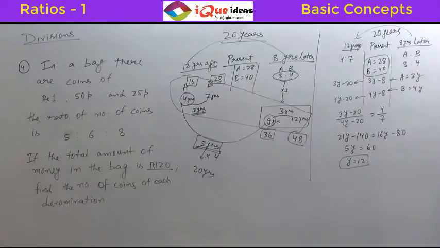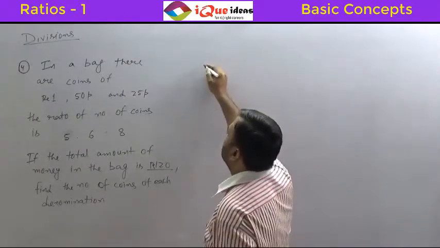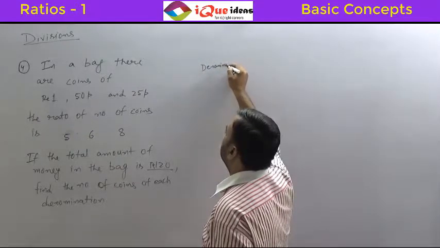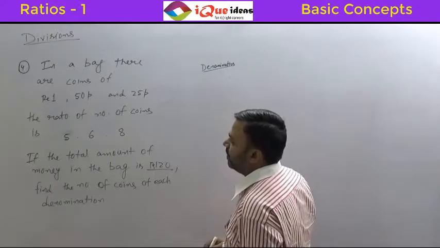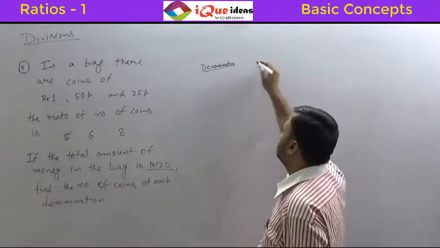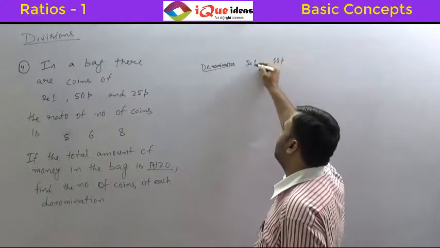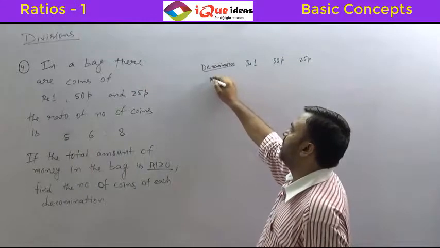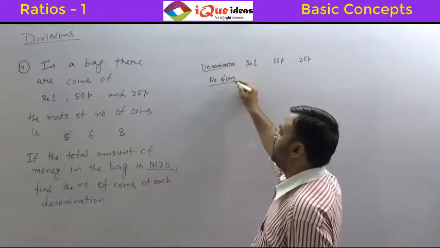Okay, try this one. So I write denomination here. The denominations are, denomination means here the value per coin. That is 1 rupee, 50 paisa, that is 0.5 rupees, and 25 paisa. Then number of coins.